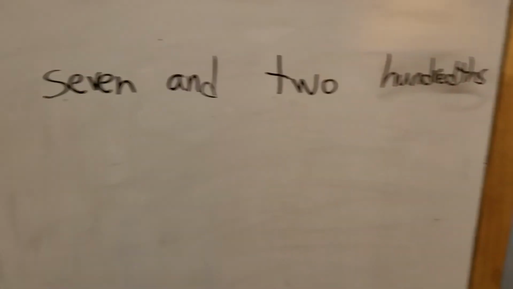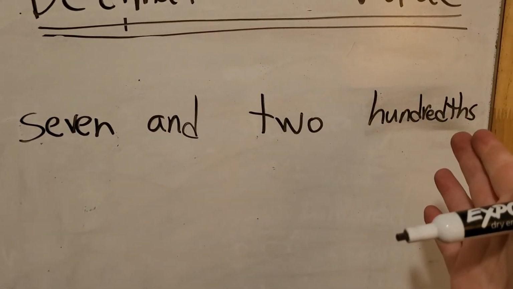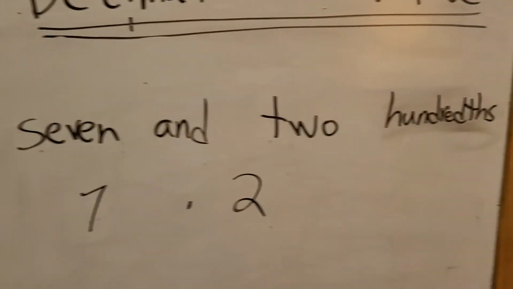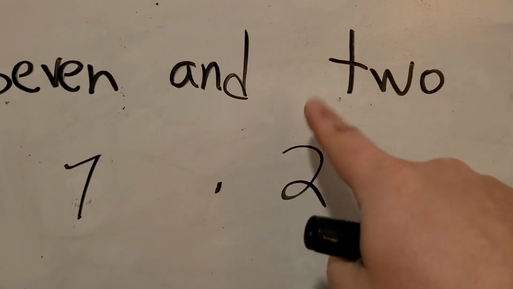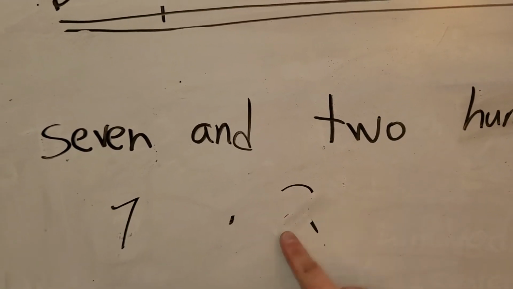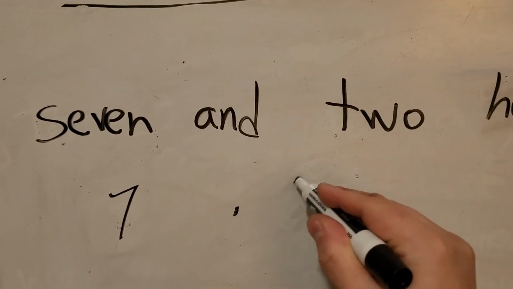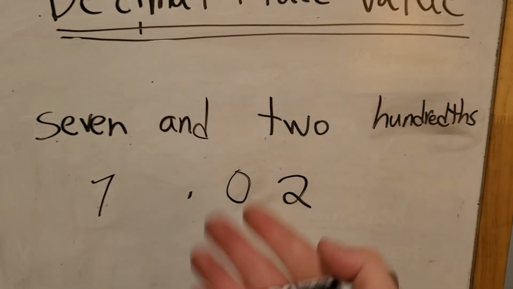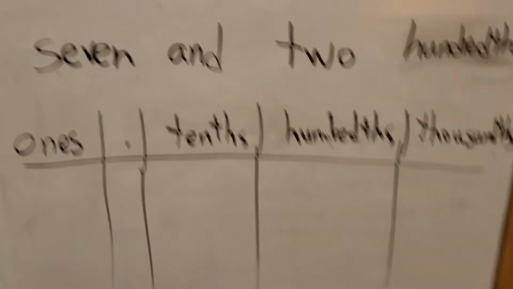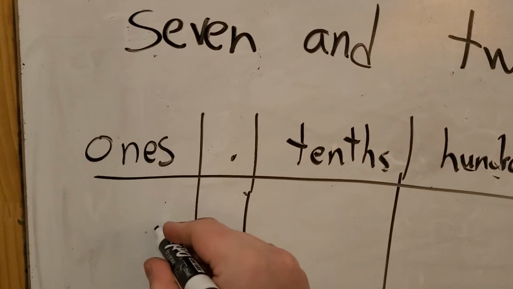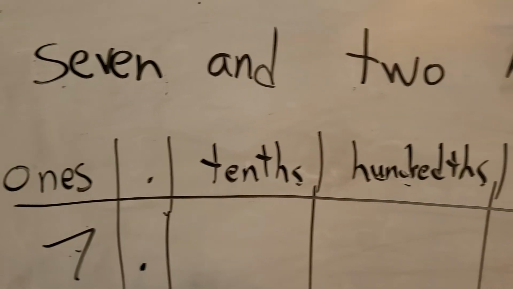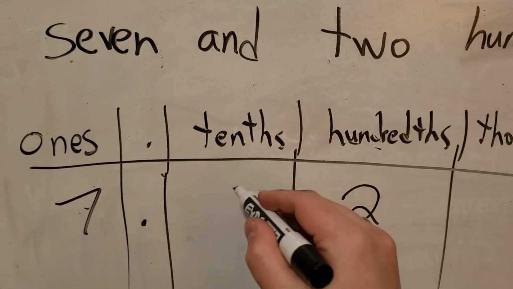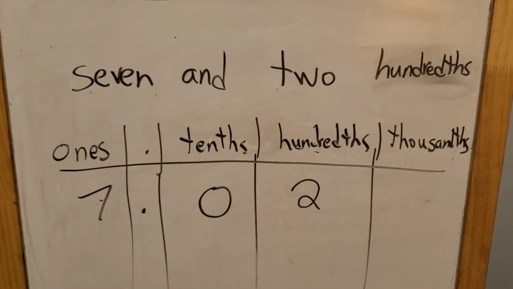Let's try another one. Let's say you see 7 and 2 hundredths. Well, 7 decimal 2, right? Wrong, because those are the tenths, okay? It has to be 2 hundredths. So 0 tenths, 2 hundredths. And again, if you have trouble remembering this, just draw a chart. The chart makes it easy. The chart can save anything. We got our 7, our and, our 2 hundredths, 2. And if you got a blank spot, that's a 0. Use your chart if you can.